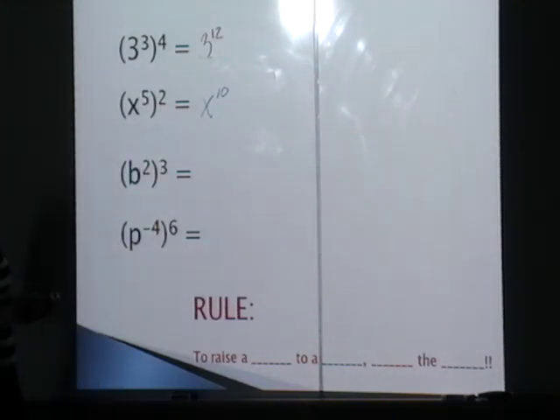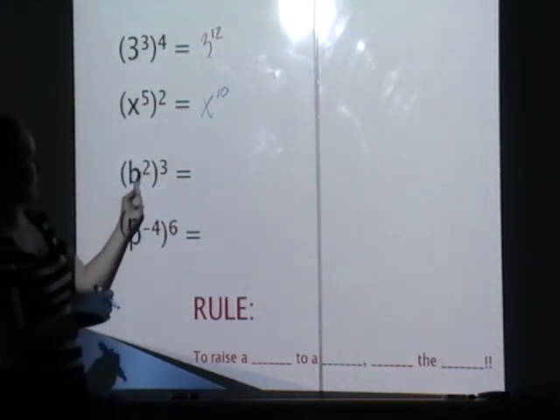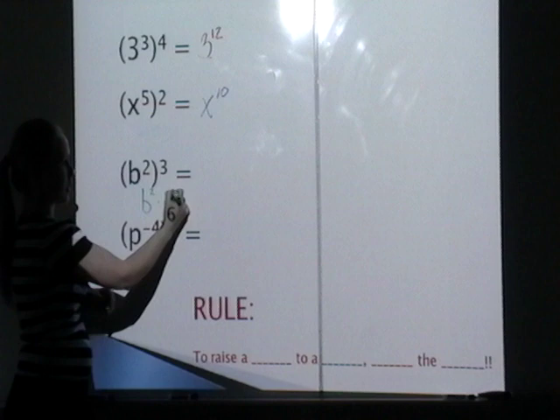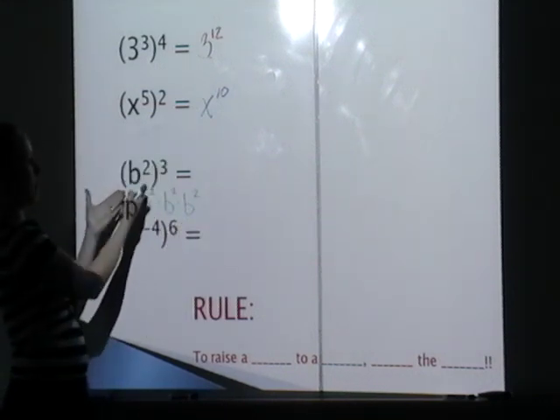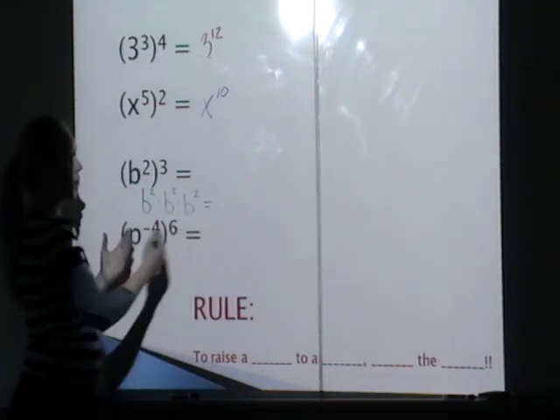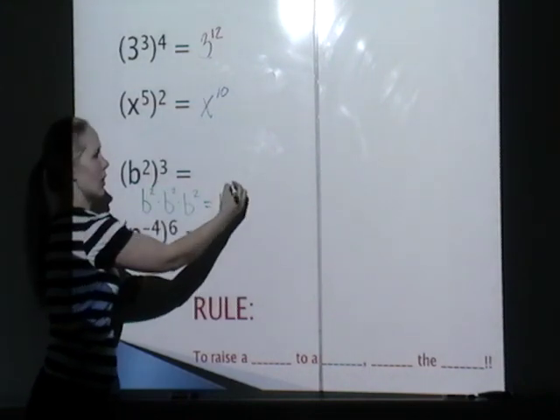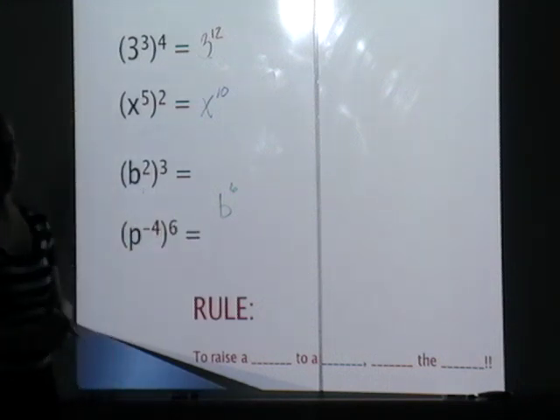So this third one here: if I have b to the second power and I want to raise that to the third power, that's b to the second power times b to the second power times b to the second power. Taking this base, raising it to the third power, and multiplying it by itself 3 times. If I use that rule where I can just add the exponents, 2 plus 2 plus 2 is b to the 6th power.